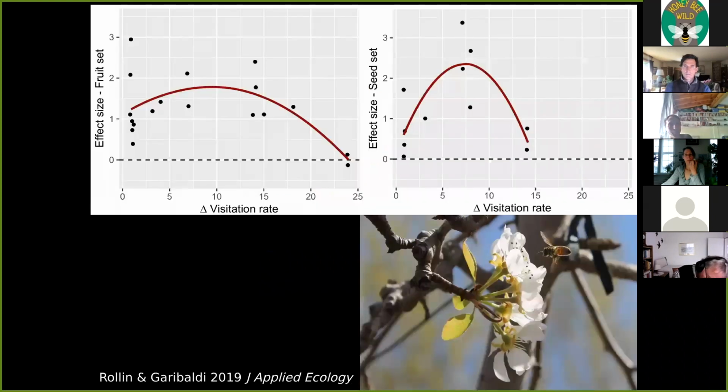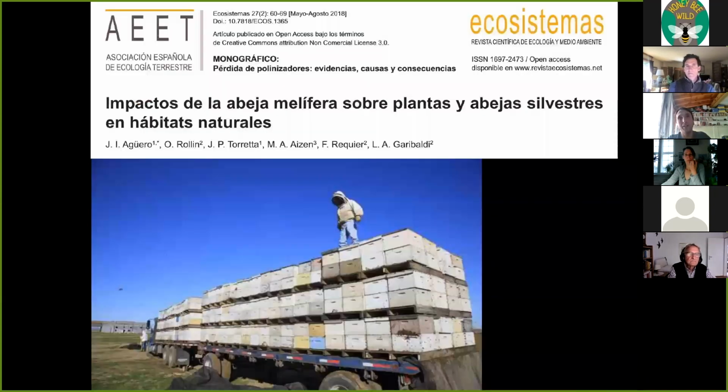So here we have the same. On the left graph, we have fruit set, and on the right graph, we have seed set. And we can see how fruit set and seed set increase with the increased amount of honeybees until an optimum, and then too many honeybees is not so good for the crops. We try to think that when we manage pollination with honeybees, putting more honeybees is always better, but this is not the case. Many studies are finding that there is an optimal abundance of honeybees for crop pollination. Adding too many honeybees is not good for crop productivity, and it's not good for the environment.